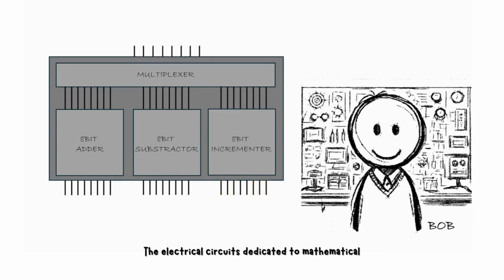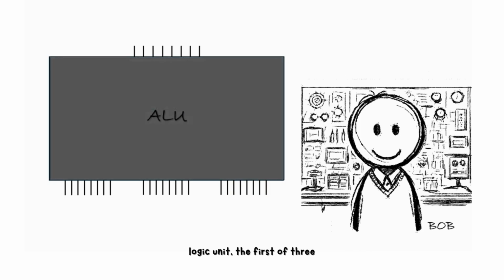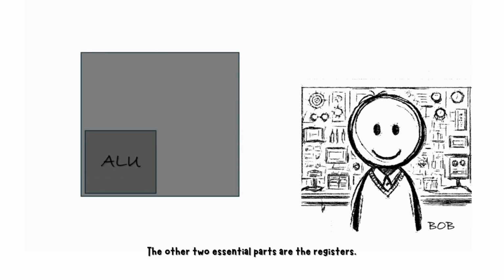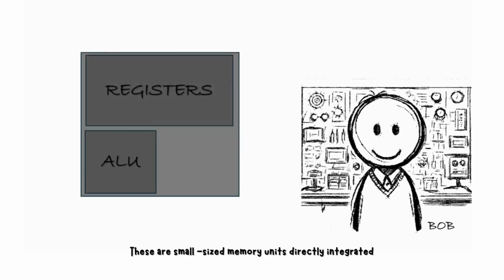The electrical circuits dedicated to mathematical operations, together with the multiplexer, form the essential elements of the ALU, or arithmetic logic unit, the first of the three fundamental parts that make up the CPU. The other two essential parts are the registers. These are small-size memory units directly integrated into the CPU, providing instant access to data for the other CPU components. They store temporary variables resulting from data processing.